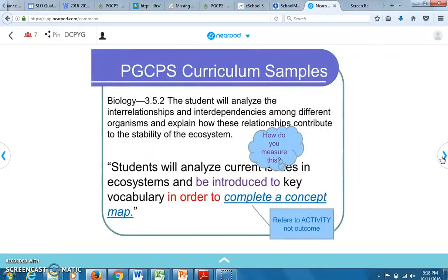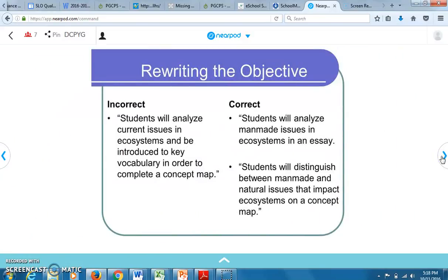More samples. And it says, how do you measure this? Refers to activity, not outcome. Again, things you can use for reference for future use. Next. And it says rewrite the objectives, so it goes from incorrect to correct. Prior to concluding for today, it says students will analyze current issues and ecosystems and be introduced to key vocabulary in order to complete the concept. Now, that's a little bit incorrect, and a really quick way to reword that: students will analyze man-made issues and ecosystems in an essay. Students will distinguish between man-made and natural issues that impact ecosystems on a concept map. So you're talking about what they're doing within that concept map. I think the science teacher can speak more to that than I can.